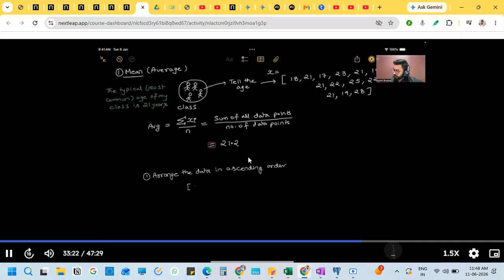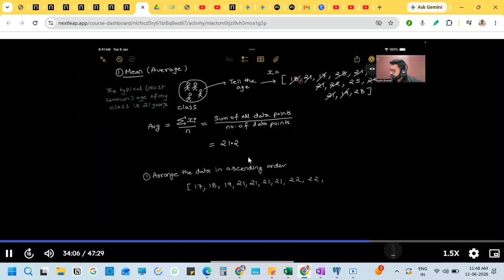Yes, 17. 17, comma. Let me put a cross on it. 17. Then we have 18. Then we have 19. Then we have 21, 21, 21, 21. Then we have 22, two times, 22, 22. Then we have 23.